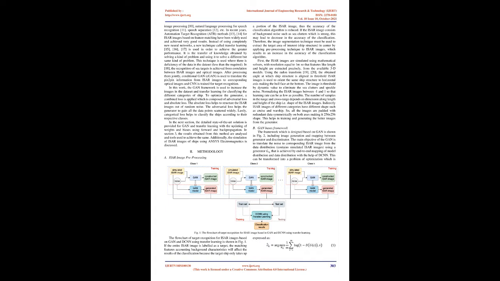In this work, the GAN framework is used to increase the images in the dataset, and transfer learning for classifying the different categories of SHIP. To optimize the generator, a combined loss is applied which is composed of adversarial loss and absolute loss. The absolute loss helps to structure the ISAR images out of random noise. The adversarial loss helps the generator to gain all the data points scattered widely. Lastly, categorical loss helps to classify the SHIPs according to their respective classes.